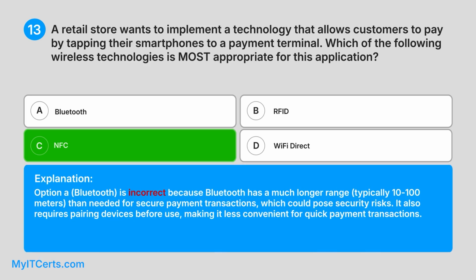Option A, Bluetooth, is incorrect because Bluetooth has a much longer range, typically 10-100 meters, than needed for secure payment transactions, which could pose security risks. It also requires pairing devices before use, making it less convenient for quick payment transactions.